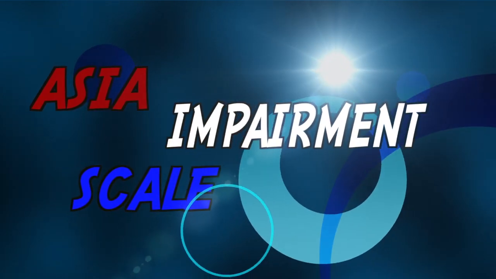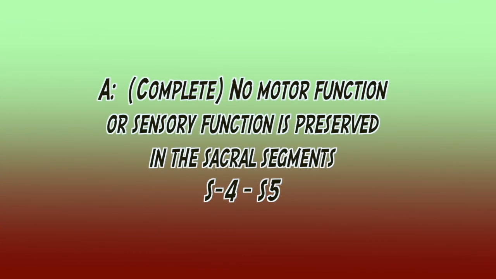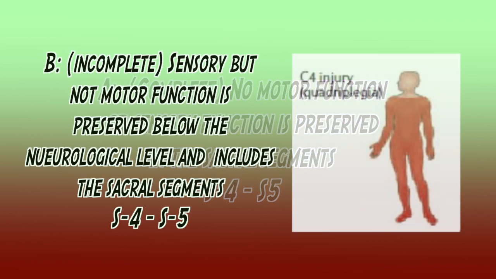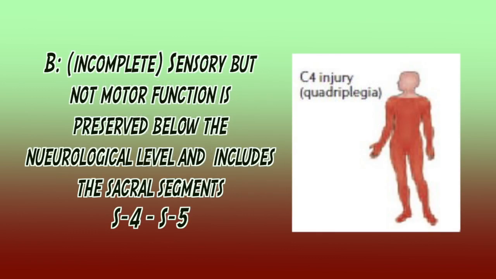This determines the severity of injury. First, we have A.S.I.A A, complete. No motor function or sensory function is preserved in the sacral segments, that is, below the level of injury. That is what everybody takes as the stereotypical spinal cord injury. And next is A.S.I.A B. There is sensory but not motor function preserved below the neurological level, and it includes the sacral segments S4 and S5. This is a little bit more forgiving, this level of injury.